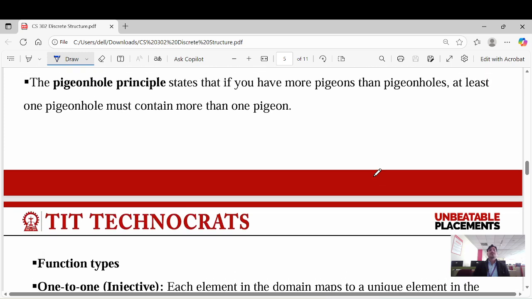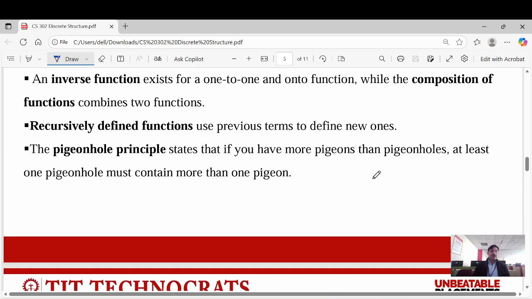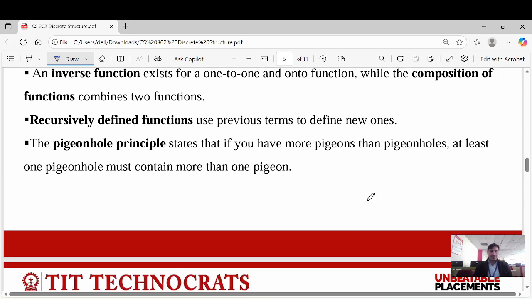Suppose we have 13 employees and their dates of birth. We know that a year has 12 months, and we have 13 employees, which means two of the employees have their birthday in the same month. So here the number of pigeons is 13 and the number of pigeonholes is 12, so at least two pigeons occupy one box, or one pigeonhole, or one month.